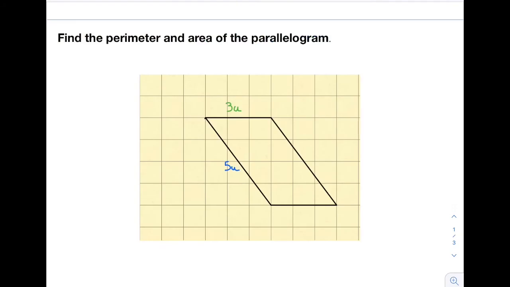Let's look at another problem where it's easy to make a mistake. Here we want to find the perimeter and the area of the parallelogram. The perimeter is the distance around. It's a 1D measurement, so I can add up the length of each of my sides here. So I will have 3 plus 5 plus another 3 plus another 5. In this case, I had 2 of my 5-unit sides and 2 of my 3-unit sides.